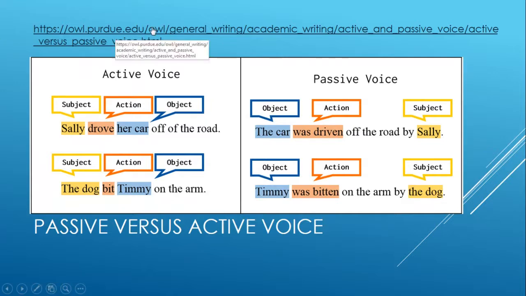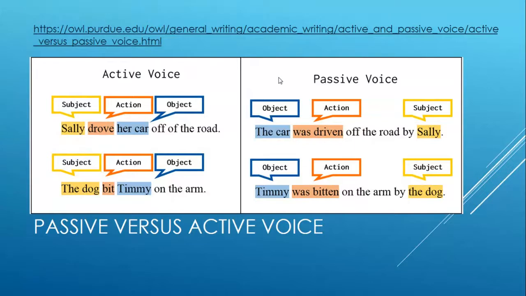So, Sally drove her car off the road. The passive is, the car was driven off the road by Sally. Who did the driving? Sally. And what did she do? She drove. And what did she drive? Her car. See, this is the idea: having your sentences active.